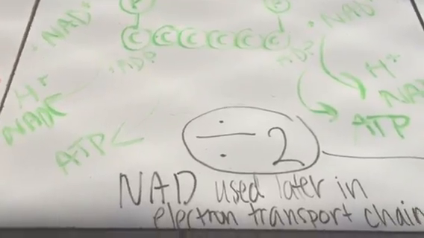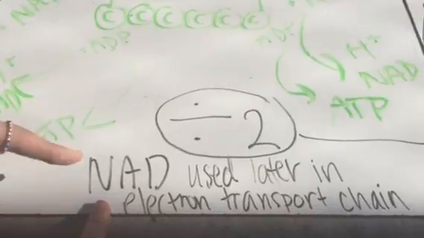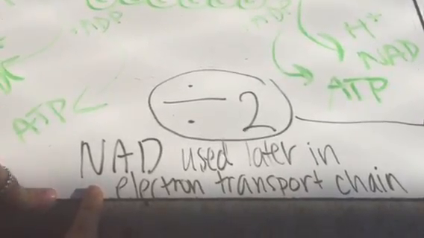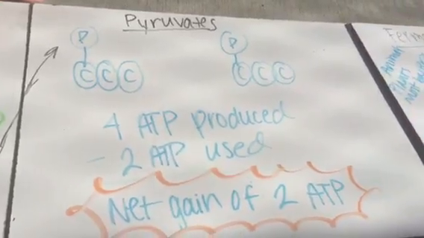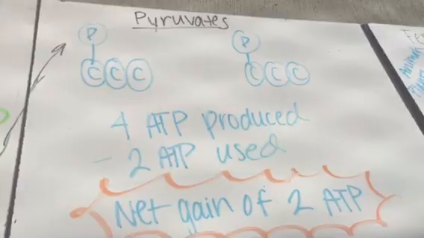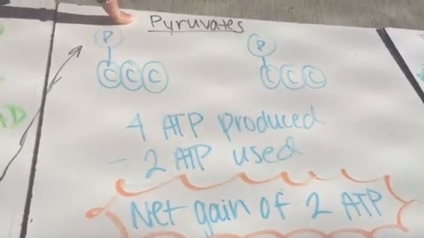Then there's 2 NAD plus, which are reduced to 2 NADH and 2 hydrogen ions. And then the NADH and also the FADH are used later in the electron transport chain. And you then divide this into 2, and you get 2 pyruvates that are also used in the second step of cellular respiration, known as the Krebs cycle.